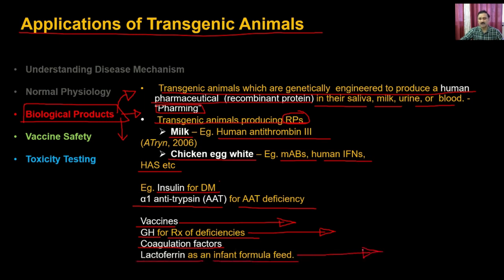And then you have lactoferrin, which is good for animal feed. In some cases people are developing lactoferrin and lactoalbumin in cow's milk, so that the cow milk is good for infant formula preparation, and infants are better able to digest these foods.